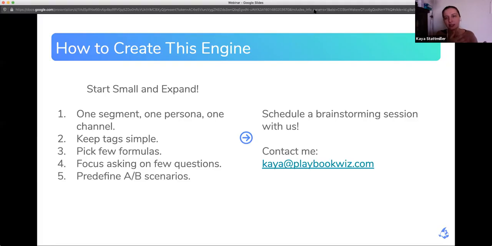And instead of creating a new sequence each time you have a new idea or you want to test something, just stick to 4 email formulas and then test through A/B testing, rather than creating new ones, because then it's just becoming unmanageable. And if you keep it that way, you have clear A/B testing scenarios.